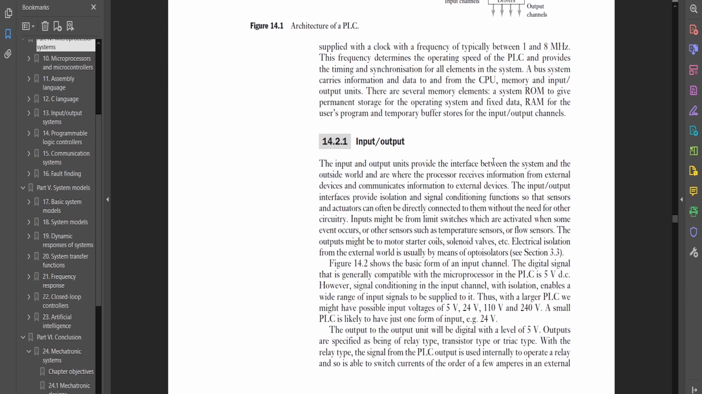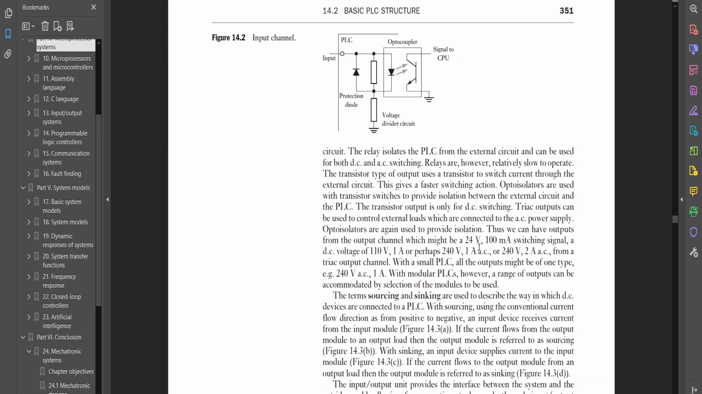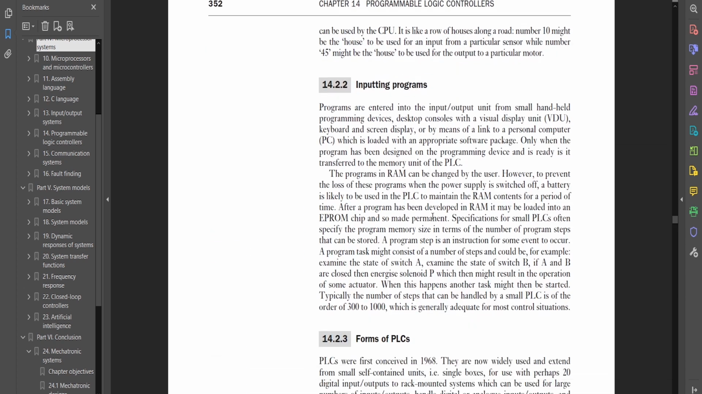Input and output. The input and output units provide the interface between the system and the outside world. Yes, and are where the processor receives information from external devices and communicates information to external devices. Okay, we know that. The input-output interfaces provide isolation and signal conditioning functions so that sensors and actuators can often be directly connected to them without the need for other circuitry. Okay, I'm going to skip all of that.